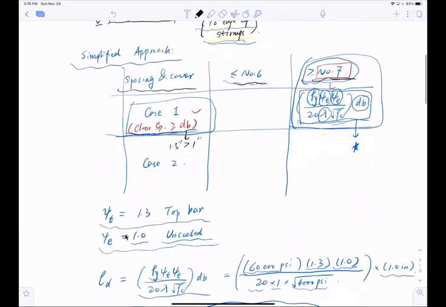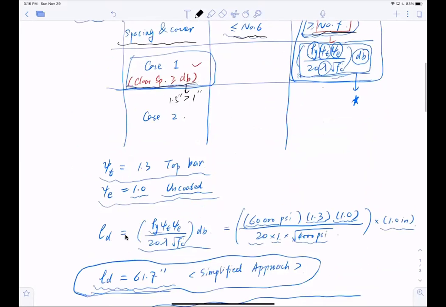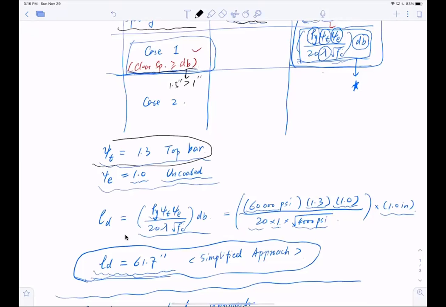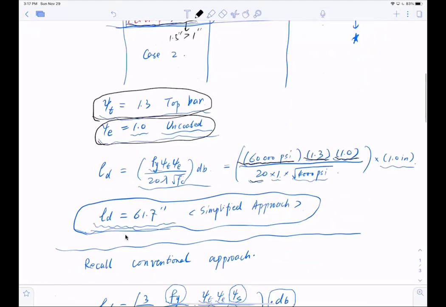So look at the equation here. I'm going to use Fy psi t psi e divided by 20 lambda square root of f prime c multiplied by dB. So knowing that I have top bars position, so psi t equal to 1.3. I have uncoated bar, so psi e is coating factor 1.0. Plug in this equation here, yield strength is 60,000 psi. Psi t is 1.3. Coating factor is 1.0. I have 20 and lambda equal to 1 because normal weight concrete.